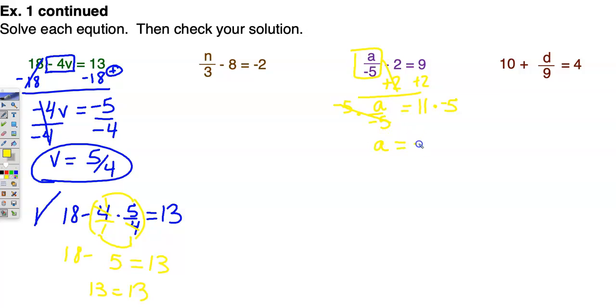So a is going to give us negative 55. Let's check that and make sure that's correct. I'm going to plug negative 55 in for a, divide that by negative 5, subtract 2, and hopefully that equals 9. Negative 55 divided by negative 5 is 11. Now if we subtract 2, we end up with 9. So 9 equals 9. That does check out.